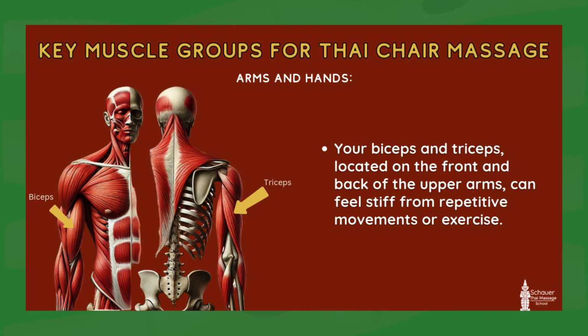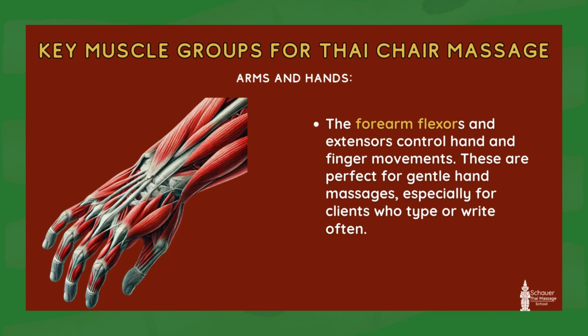Arms and hands. Your biceps and triceps, located on the front and back of the upper arms, can feel stiff from repetitive movements or exercise. The forearm flexors and extensors control hand and finger movements. These are perfect for gentle hand massages, especially for clients who type or write often.